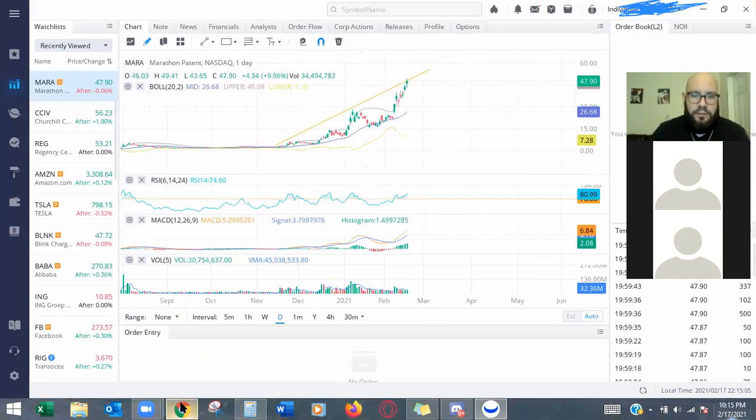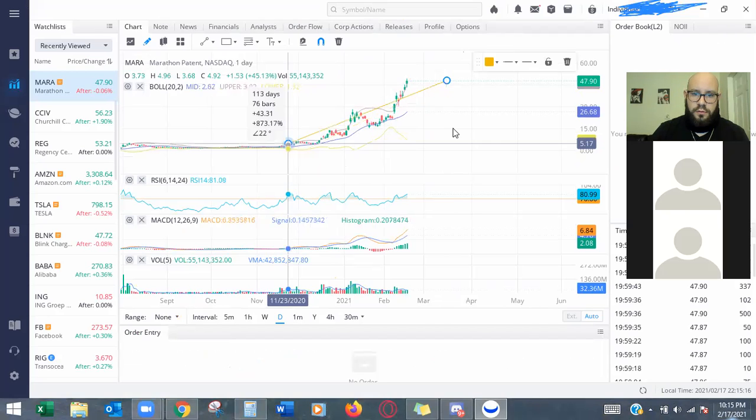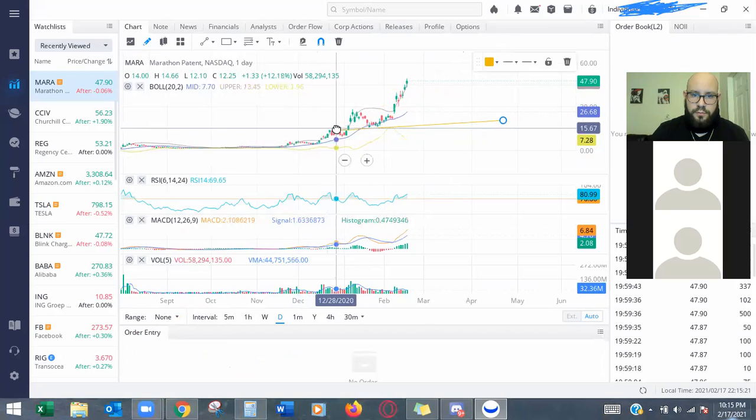All right, I'm kind of not drawing that right. So that was it right there. That was the ascending triangle. It just broke out of. There you go. Put that down right there.